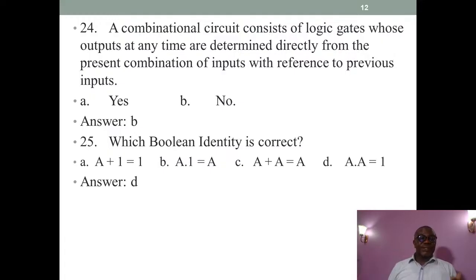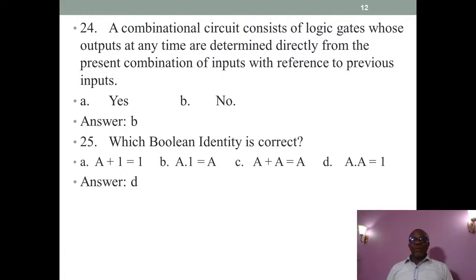Because A or 1 is equal to A, not 1. A and 1 is equal to 1 and not A. A or A is equal to 1 and not A. A and A is equal to 1. So see that that is the correct one.